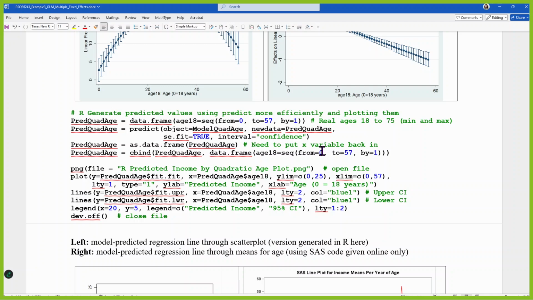Yeah, in increments of 1. Yeah, so this is going to create 58 different predictions. If I wanted it in increments of 5 or something instead to have fewer points to plot, then I could just say like by 5. So that's something you can change.